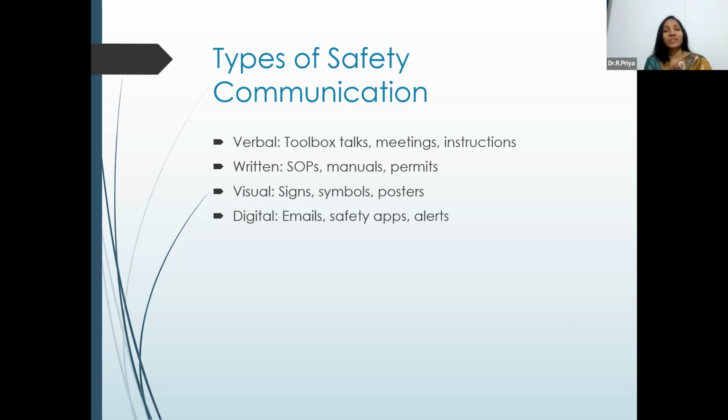Then, visual communications. Visual communication is essential because it is also attractive, and the target people can easily understand it, especially where language or literacy barriers exist. Safety signs, color coding, symbols and posters quickly convey warnings and instructions. For example, a danger high voltage sign near electrical panels immediately alerts engineers and workers to electrical hazards without the need for explanations.